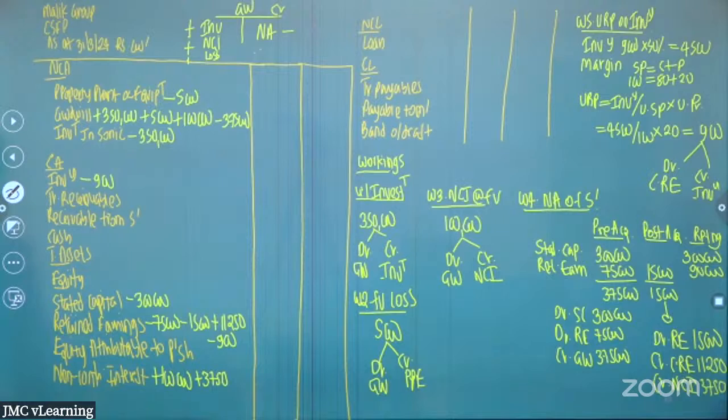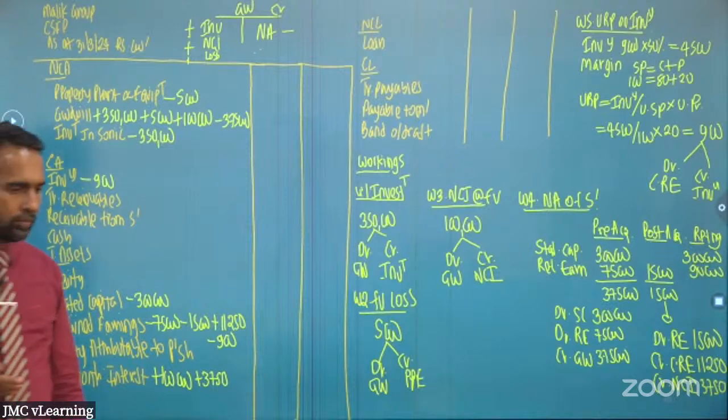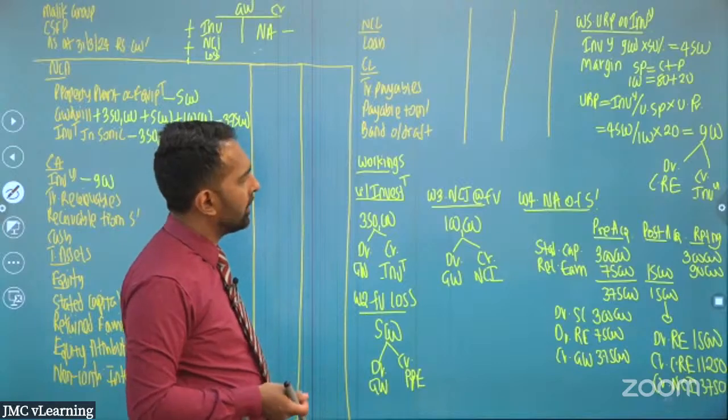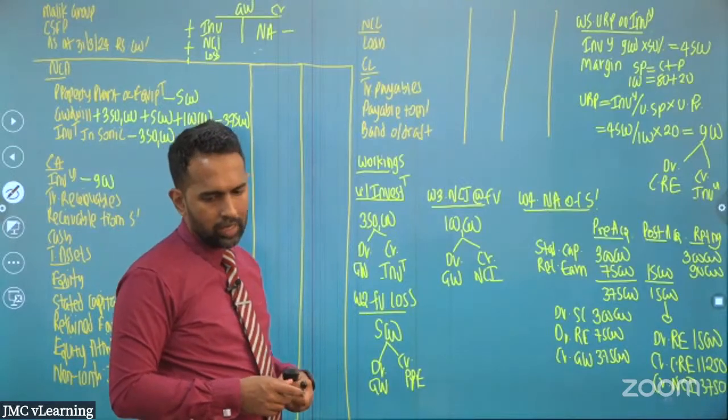Parent's profit 100% belongs to parent shareholders. Right. Okay. So you have done the URP adjustment as well.